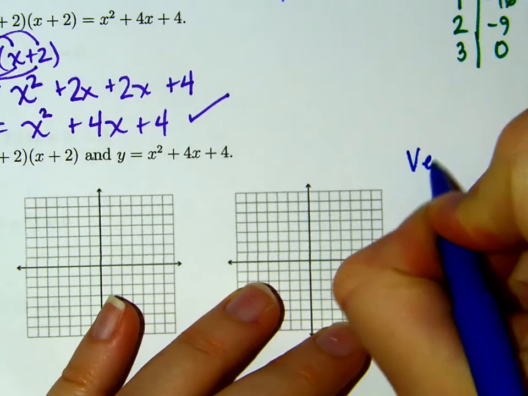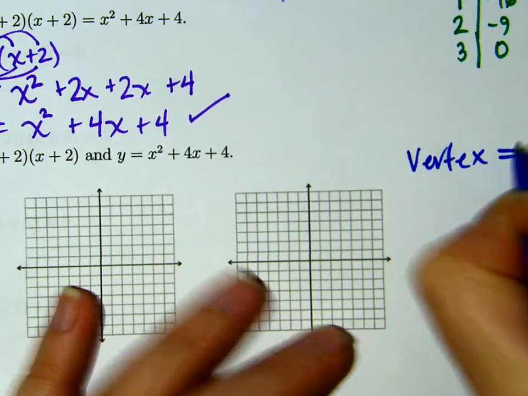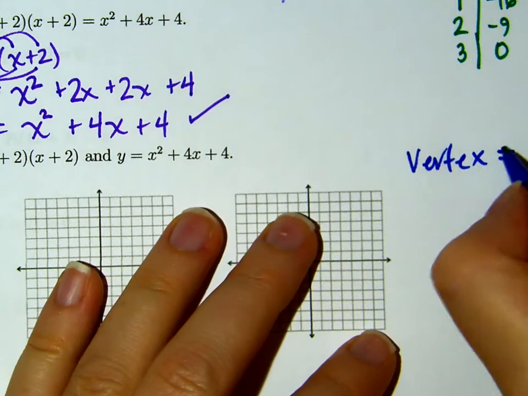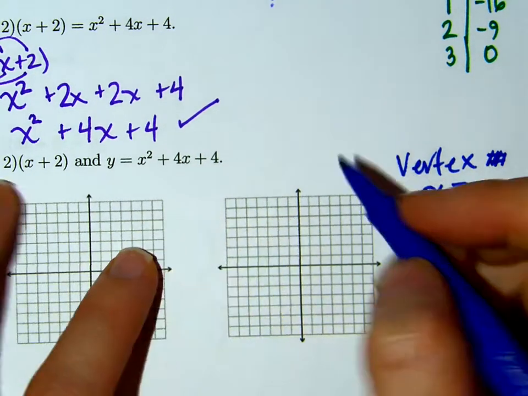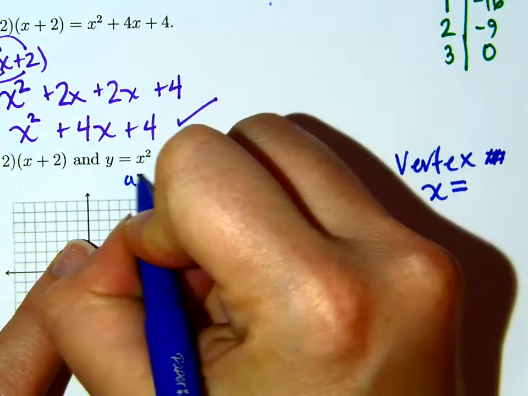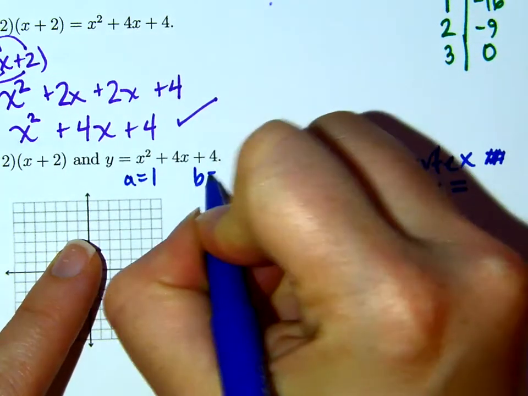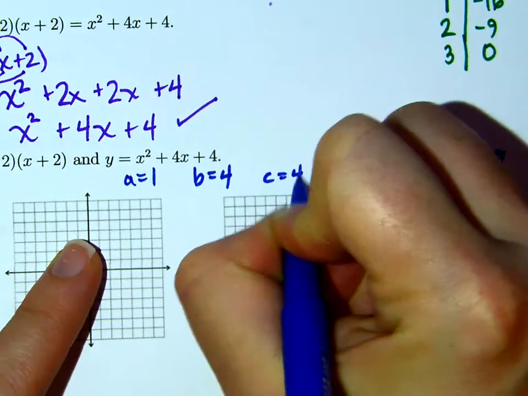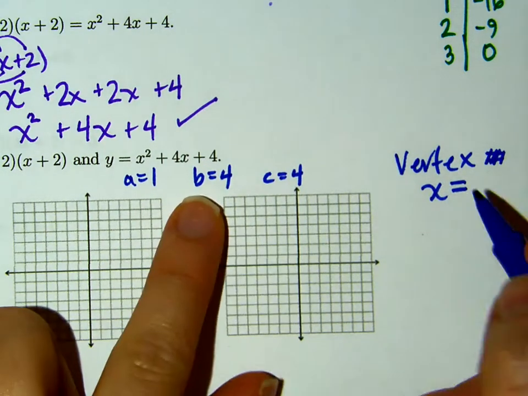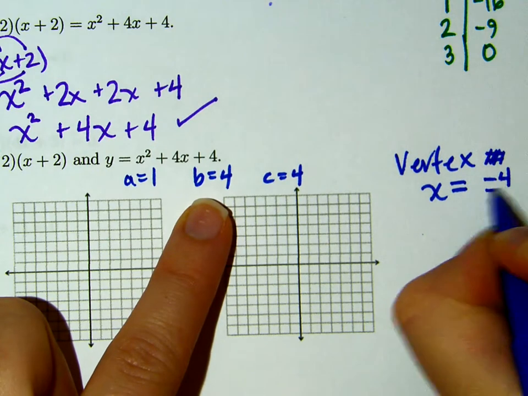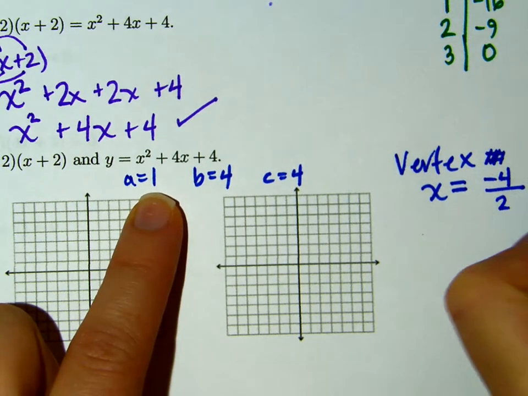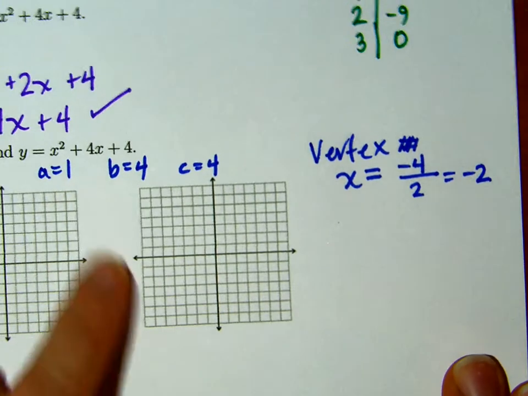Vertex. Okay, wait, that's silly. x equals... I go back to my general form and I see a equals 1, b equals 4, and c equals 4. And the vertex happens where x is equal to the opposite of 4 over double the a. It's happening at -2 again. Uh-oh.